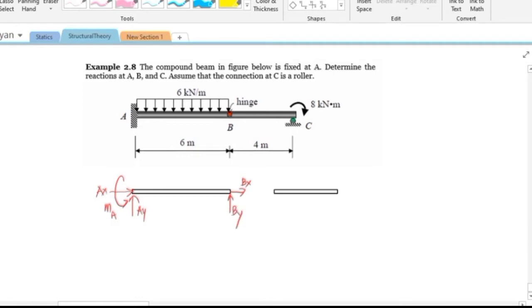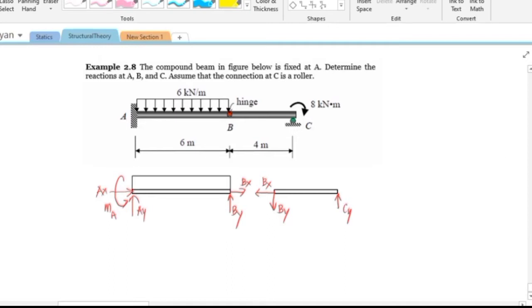So, yung gagawin natin dito is sa kabilang side, kukontrahin lang natin yung assumptions natin. So, this is the BX and this is the BY. And at point C, so this is a roller. So, meron tayo dito isang reaction which is the CY.